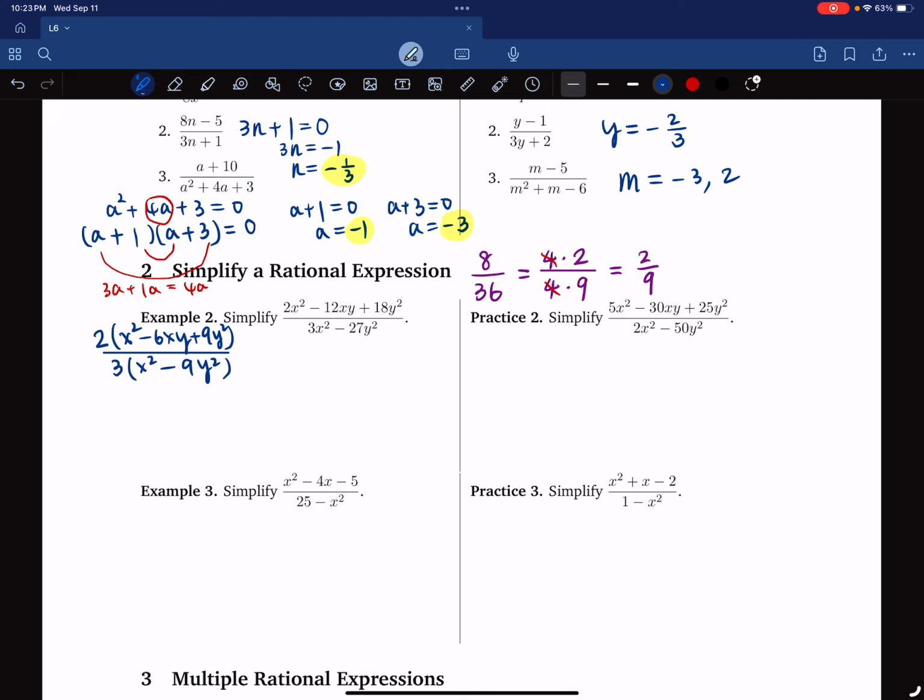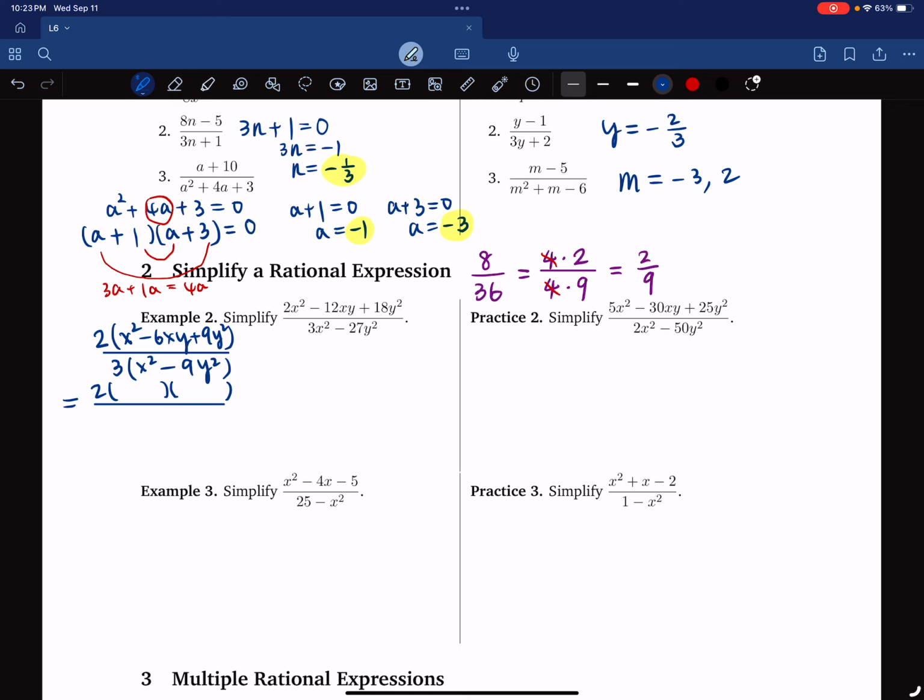Okay, so in the first step, I simply factor out the GCF because that's the first step that you do when you factor an algebraic expression. It's always going to be the GCF, the greatest common factor. Next, we're going to factor what's inside of the parentheses. So for the top, we're going to use the trial and error method that I discussed before.